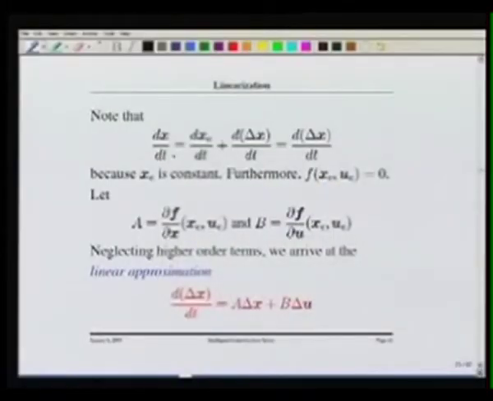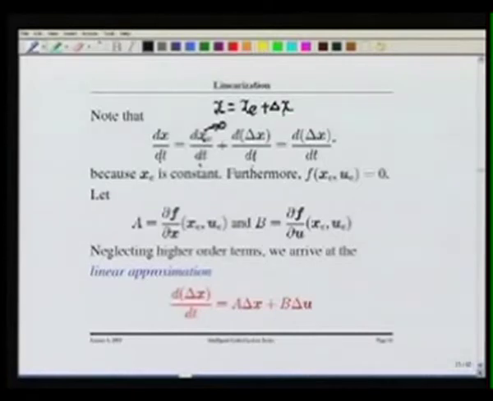Let us note here that dx/dt is dxe/dt plus d(delta x)/dt, because x is xe plus delta x. So, when I differentiate x with respect to t, I differentiate xe with respect to t and delta x with respect to t. But you can see xe is an equilibrium point, and at that point x dot is 0, the derivative is 0. So, this is 0.